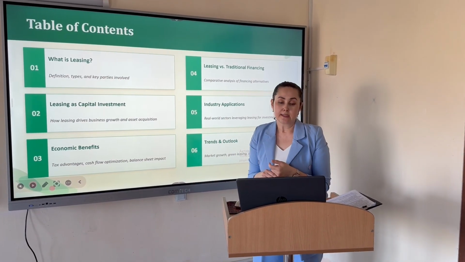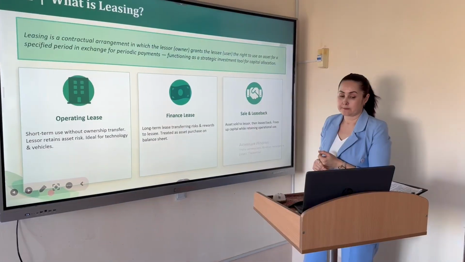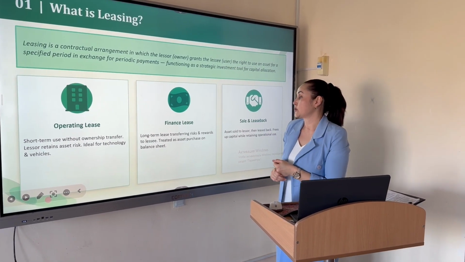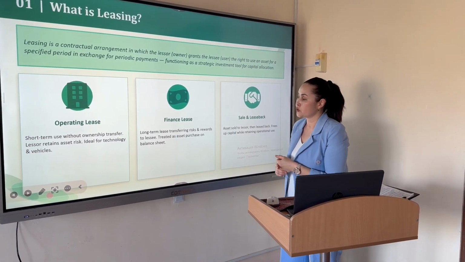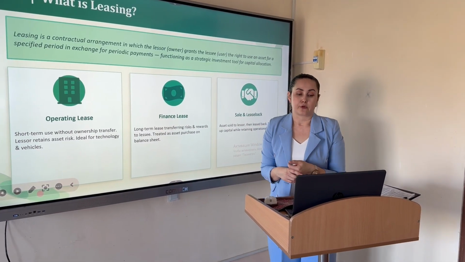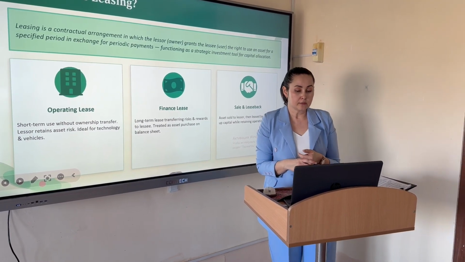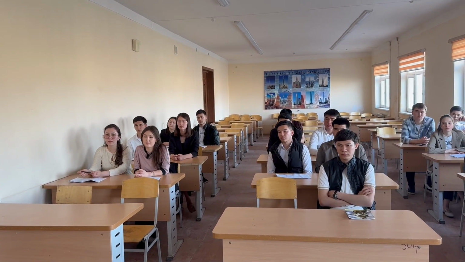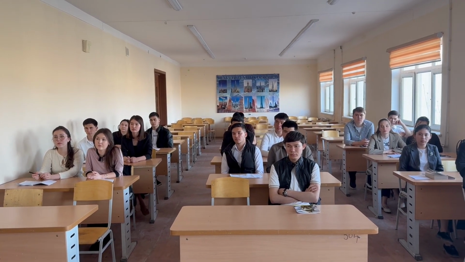To understand how leasing works in investment, you need to know the main types of leasing. Financial leasing. What is it? This is a long-term lease transferring risks and rewards to the lessee, treated as an asset purchase on the balance sheet. What does it mean? The lessee is responsible for maintenance, insurance, and taxes. At the end of this contract, the lessee buys the asset for a small amount of money. This is like taking a loan to buy an asset. The company treats it as if they own it on their balance sheet.